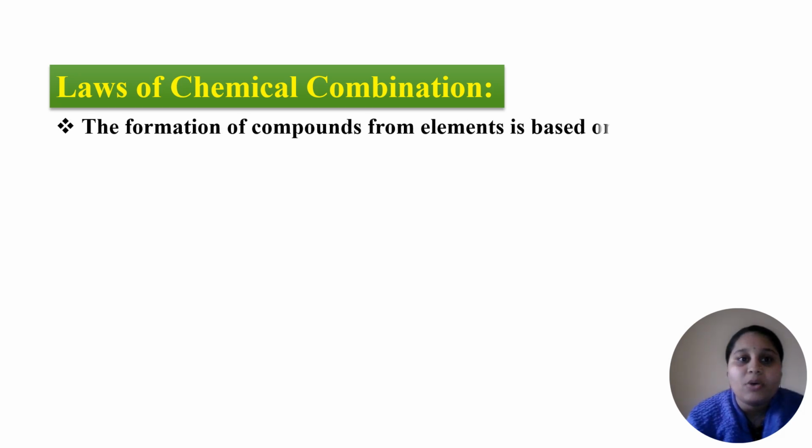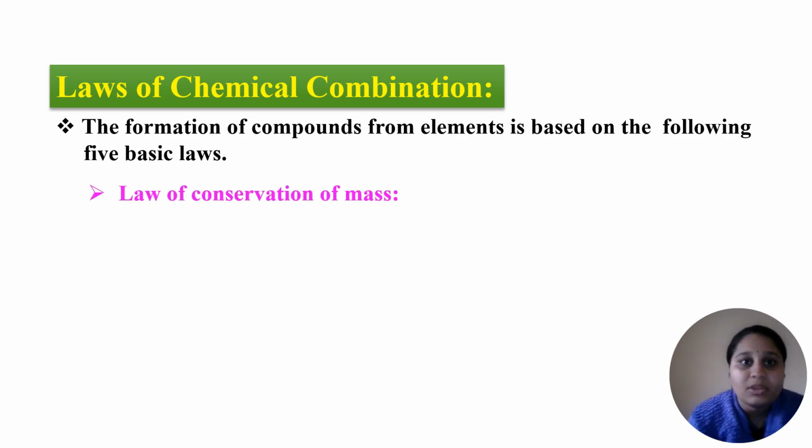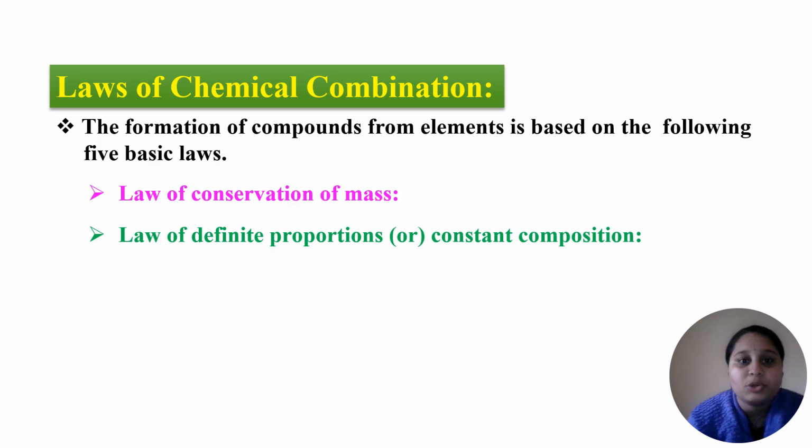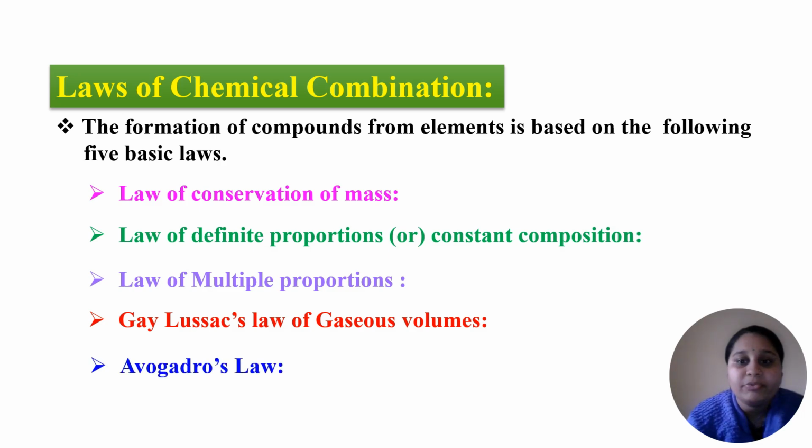The next concept is the laws of chemical combination. The formation of compounds takes place according to the following basic laws. The first law is the law of conservation of mass. The second is the law of definite proportions or constant composition. The third is the law of multiple proportions. The fourth is Gay-Lussac's law of gaseous volumes. And the fifth is Avogadro's law.